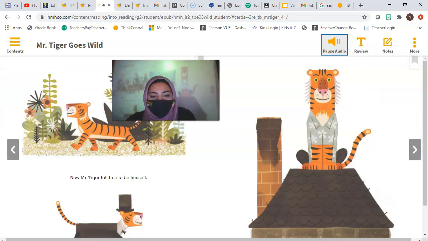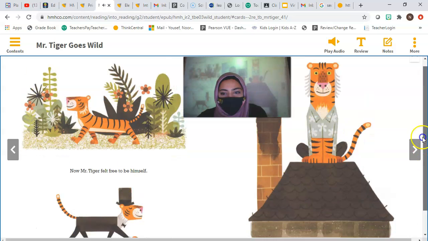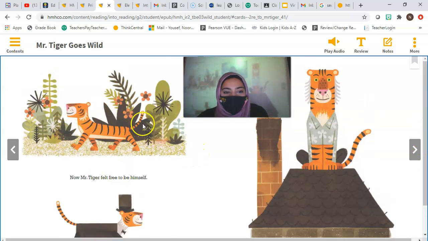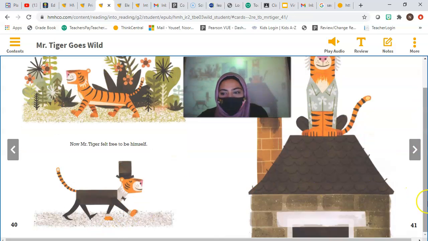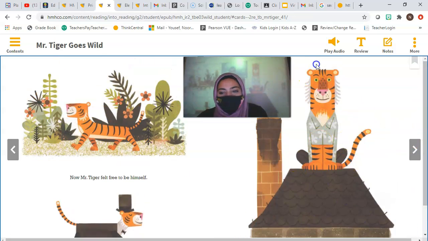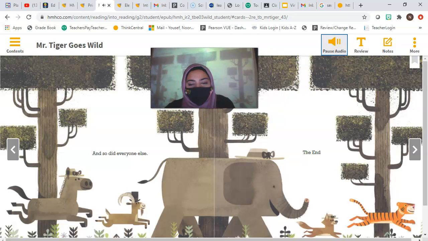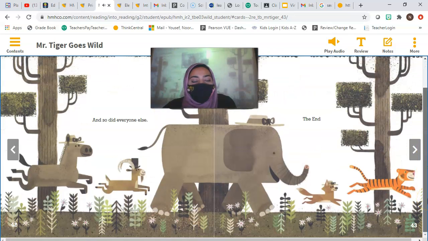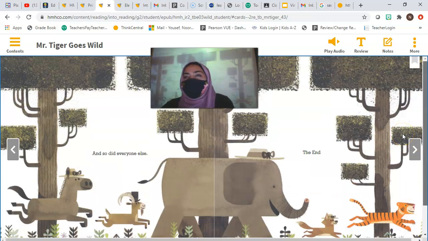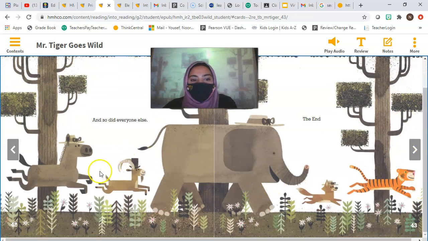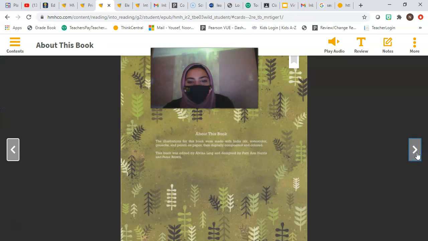Now Mr. Tiger felt free to be himself. He could be a wild tiger. He could be a proper tiger. Or he could be a tiger coming to visit. Maybe on vacation. And so did everyone else. The end. What do they mean, and so did everybody else? What did everyone else do, Rena? Very good. They all went to the wilderness to be wild like Tiger. Did they take their clothes off? No. Yes, but they're kind of still a little proper because they still have what on? Hats. Very good. That's a lovely story.